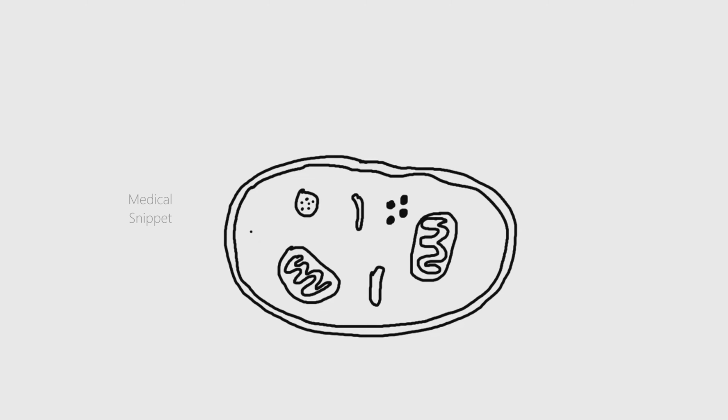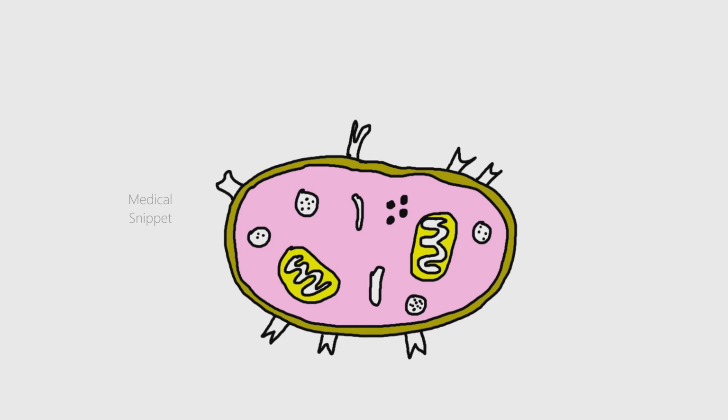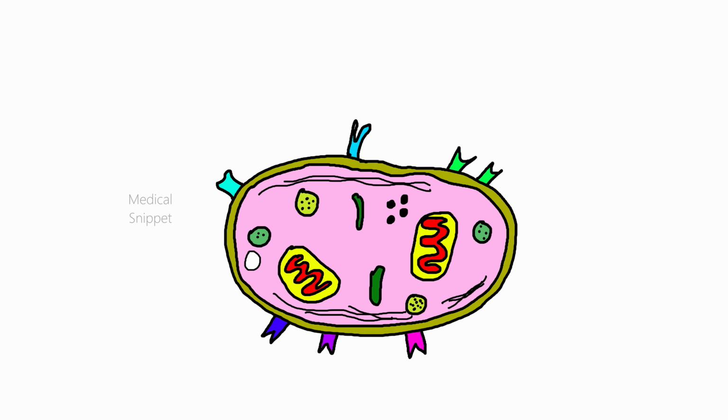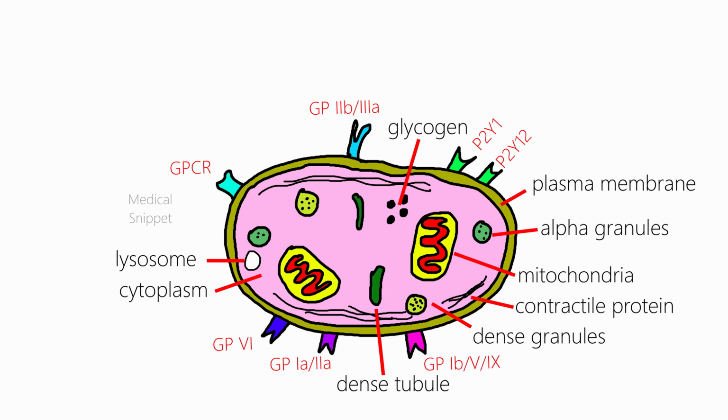Platelets are not even true cells, as they lack a nucleus. But they have a highly organized cytoskeleton, specialized secretory granules, and unique receptors. These make platelets play a very important role in hemostasis and thrombosis. Let's discuss this in detail.